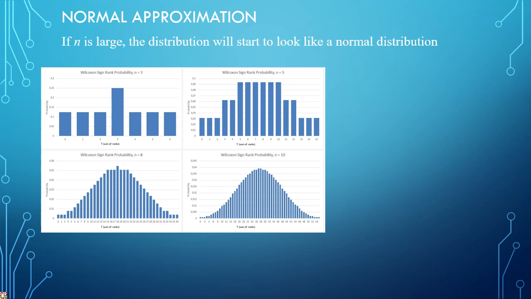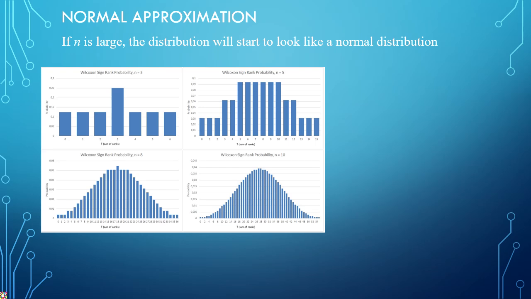If the sample size is large, this distribution will actually start to look like a normal distribution. The normal distribution is also symmetrical. It will form a bell shape as well, but is a continuous distribution. This one is discrete, meaning that there are no in-between values. We either have a sum of ranks of 0, 1, 2, but never like 2.3 or something.